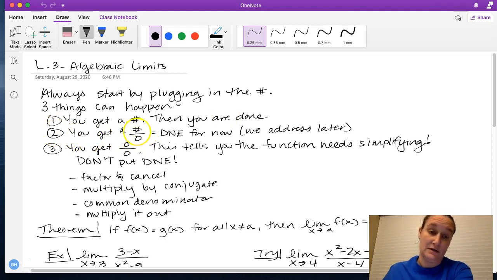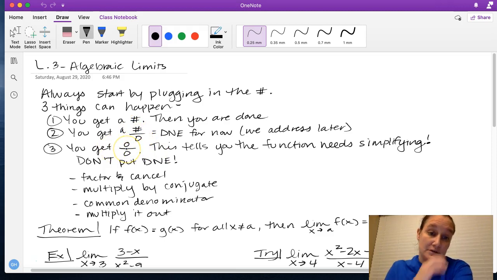Second case is you get a number over 0. For now, we're going to say does not exist for that. We're going to address that later in section 5 of this unit, but for now we're going to say does not exist. If you get 2 over 0, doesn't exist.